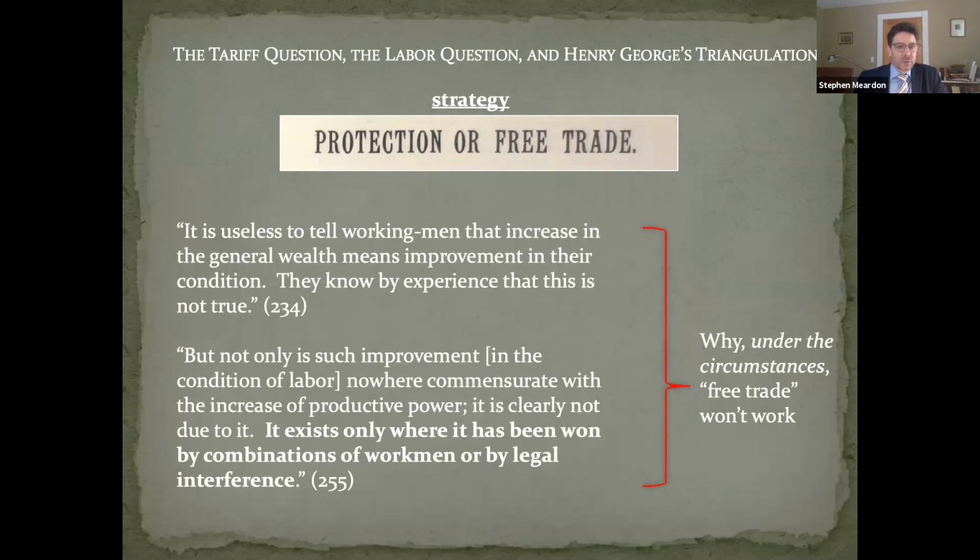It exists only where it has been won by combinations of workmen or legal interference. So far as the free traders are suggesting that unionization and the combination it represents as a form of monopoly should be opposed, they're wrong, actually. And the workers, the supporters of unions, are right. This is what has benefited, so far as workers have been benefited, this is what has benefited them. But there are limits to this too, and there always will be until we diagnose the problem correctly and implement the cure.